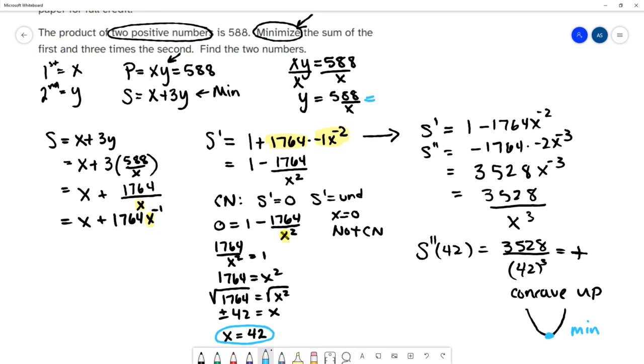And I can find the y part. 588 divided by 42 is 14. So the first number is 42, and the second number is 14. These are the two numbers whose product is 588, and the two numbers that create the minimum value for this expression, x plus 3y, the first number plus 3 times the second number.